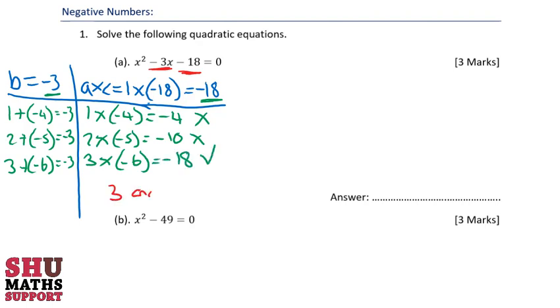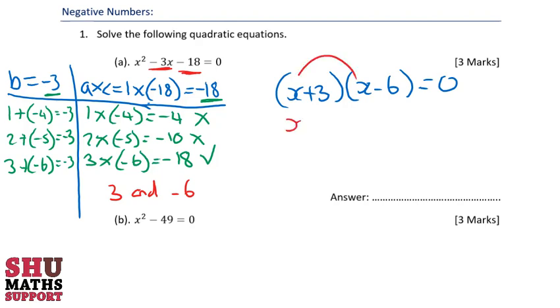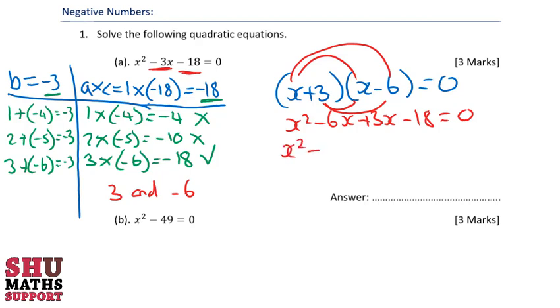So that means we can set up our brackets and have x plus 3 and x minus 6 equals 0. And then if we were just to check that by expanding, we'll have x times x, which is x squared. X times minus 6 is minus 6x. Positive 3 times x is positive 3x. And then positive 3 times negative 6 is negative 18. That's all equal to 0. And then if we just simplify, we have x squared minus 3x minus 18 is equal to 0, which is what we started with, so we know our factorisation is correct.